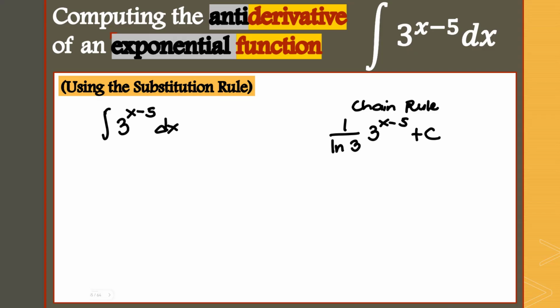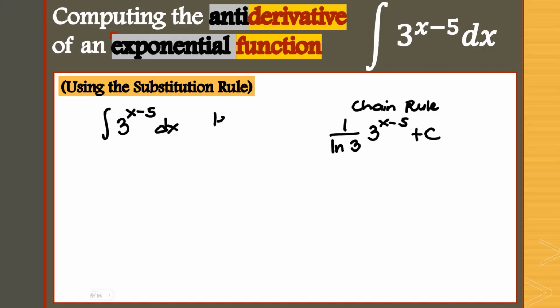Now, for us to be able to understand this item, let's remember the appropriate rules for antidifferentiation of exponential functions. We have two of them: when our base is any constant except for e, and when the base is e. Obviously, the base here is 3, so we're going to use that specific rule. But before we do that, let's first represent the exponent here as u.